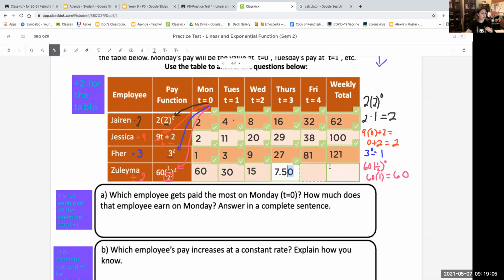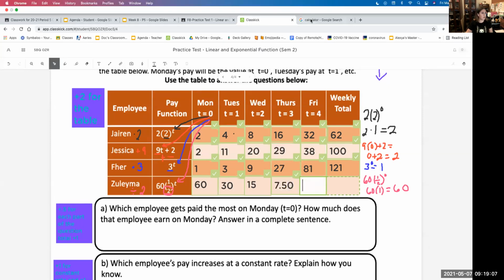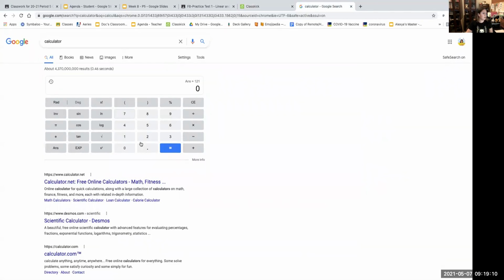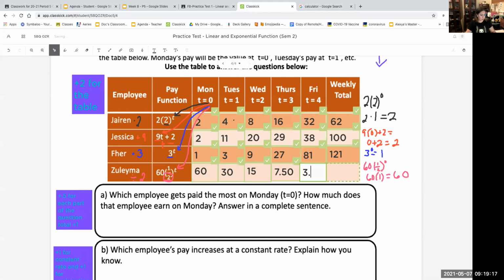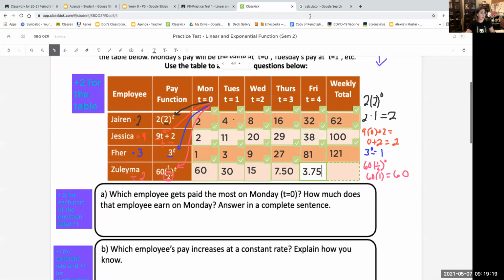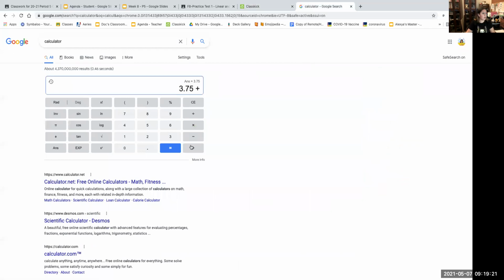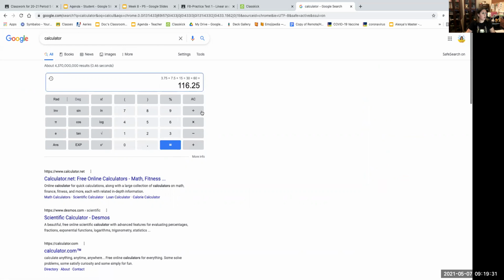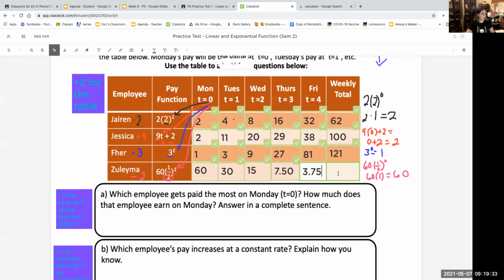7.5 divided by 2. And if you guys don't believe me, let's do this in the calculator. 7.5 divided by 2 equals 3.75. Add these numbers up. 3.75 plus 7.5 plus 15 plus 30 plus 60 is 116.25. And there you go.